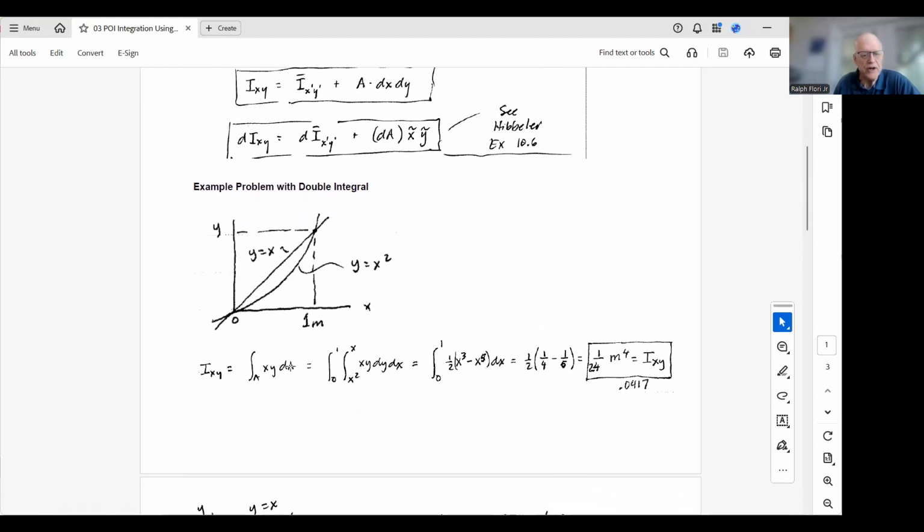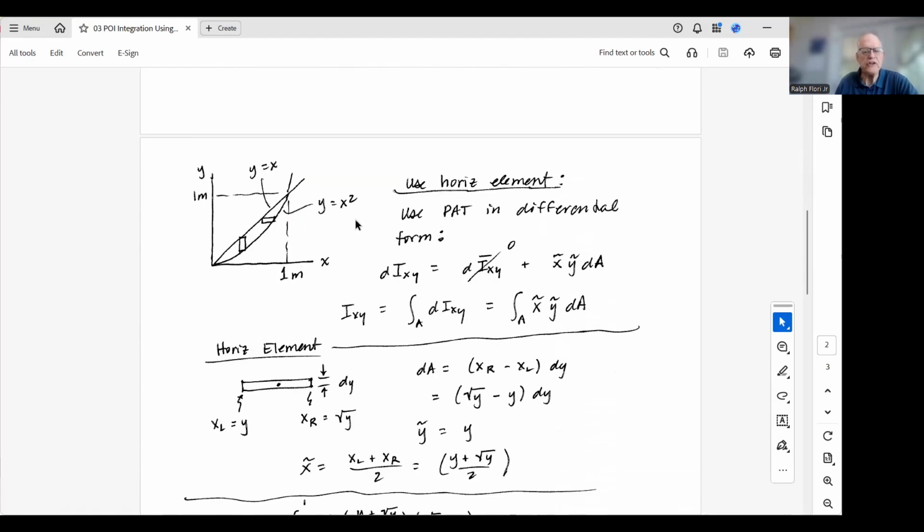If we use a double integral where our dA is dx dy or dy dx, then x tilde is x and y tilde is y. And so we can integrate y from x squared to x, and then x from 0 to 1. And if you evaluate that double integral, we get 1/24 meters to the fourth for this area, which is 0.0417.